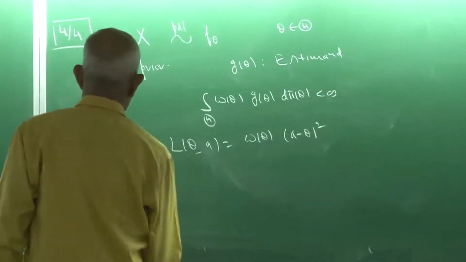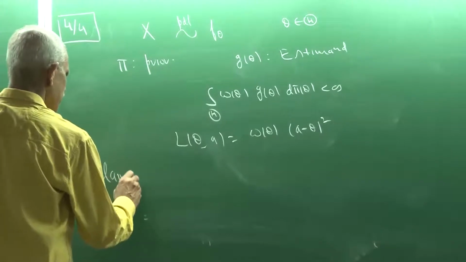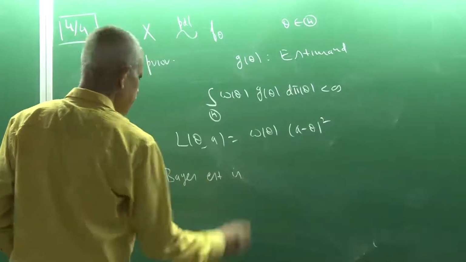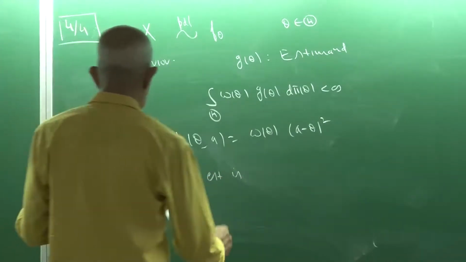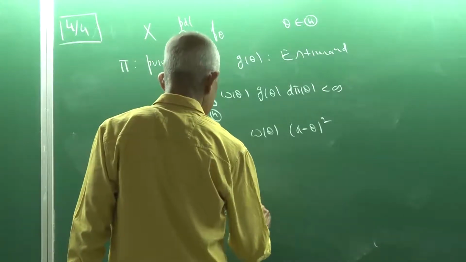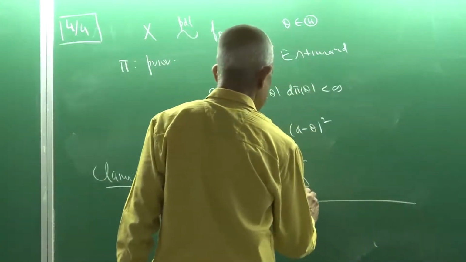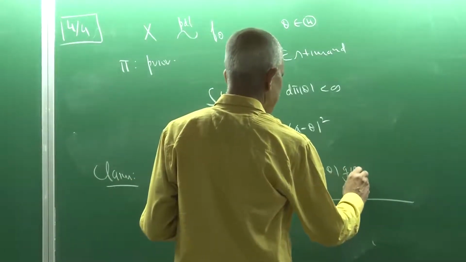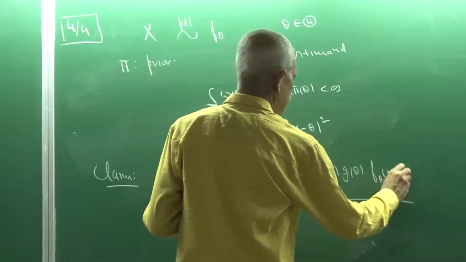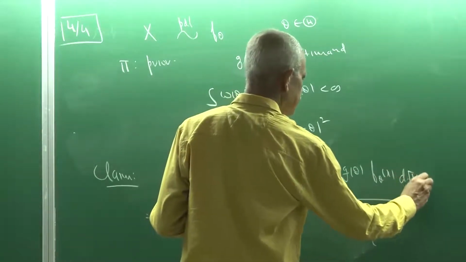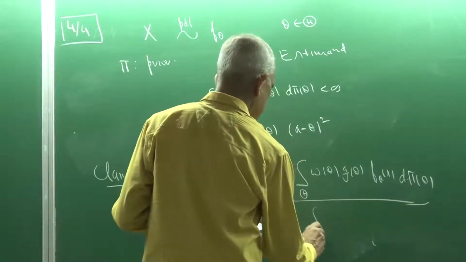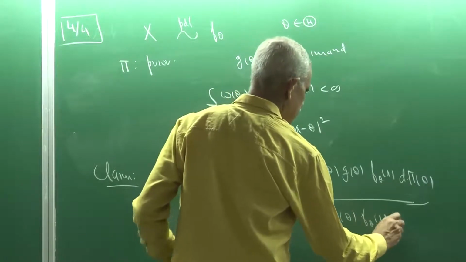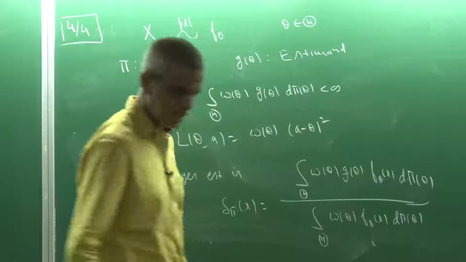So it says under this, the Bayes estimator delta pi x, which is the integral over theta of w theta g theta f theta x d pi theta, divided by the integral over theta of w theta f theta x d pi theta. So that is what it says.